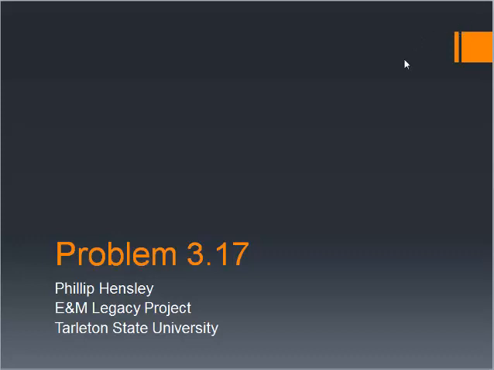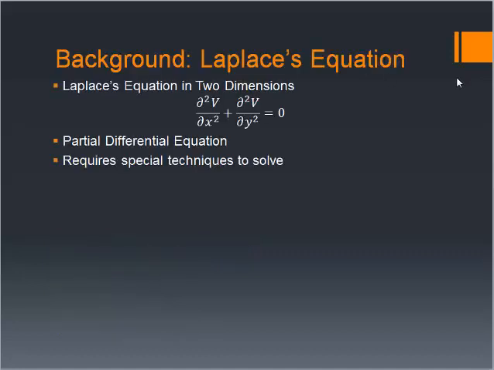And in order to solve that problem, you have to have an understanding of separation of variables, which is a method to solve partial differential equations. Chapter 3 gives us Laplace's equation in 2 dimensions. And this is an example of a partial differential equation because it has dependency on both x coordinates and y coordinates. And so the method of separation of variables will allow us to solve that.